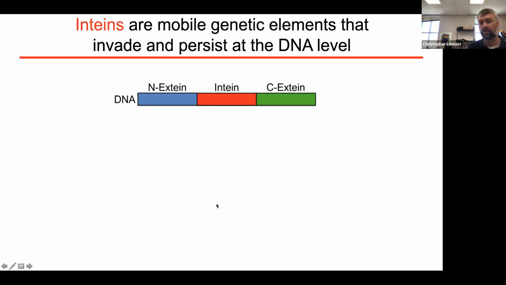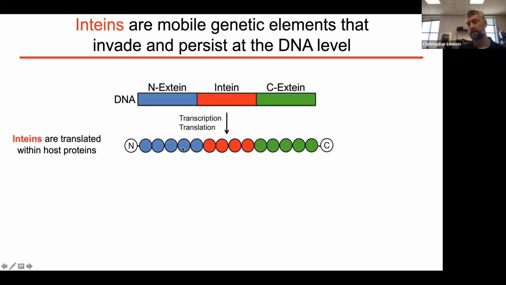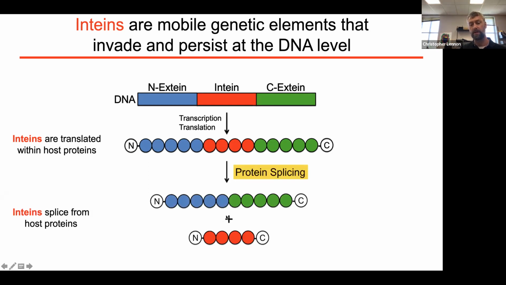Okay, so inteins, or intervening proteins, are mobile genetic elements that invade other protein coding genes. Unlike something like an intron that is removed at the RNA level, inteins are actually translated as proteins within other proteins that then undergo this autocatalytic protein splicing reaction, whereby the two peptide bonds that are holding the intein in place are rearranged into a single peptide bond, and the intein is liberated. And we call this process protein splicing.